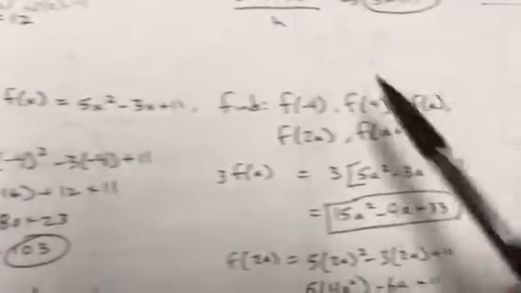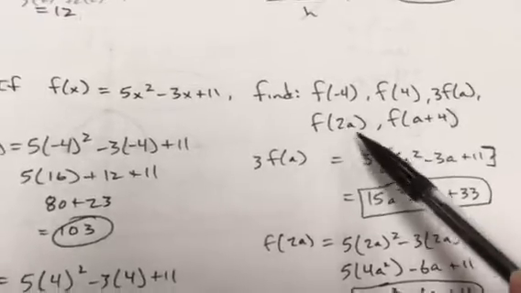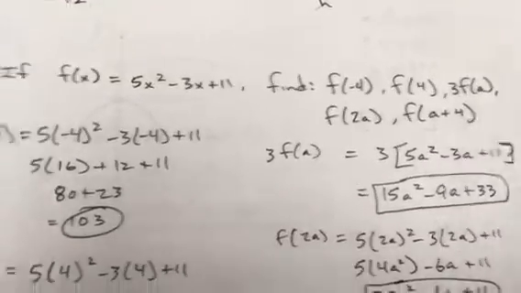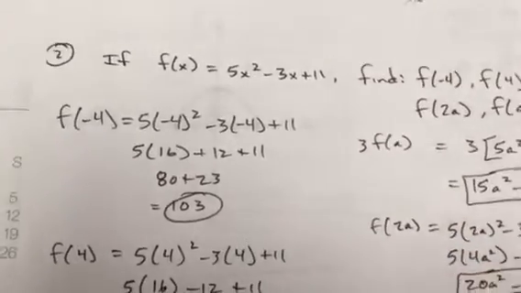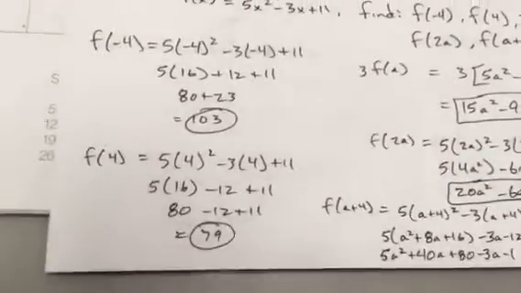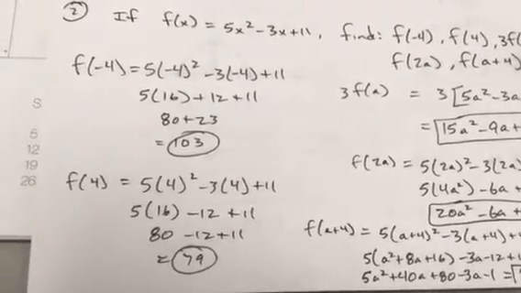If f of x is that, find f of negative 4, f of positive 4, 3 times f of a, f of 2a, and f of a plus 4, like we did in class. Plug negative 4 in for x. Let's do that algebra. Plug positive 4 in for x. That's what you get there. Again, pause it, take your time.